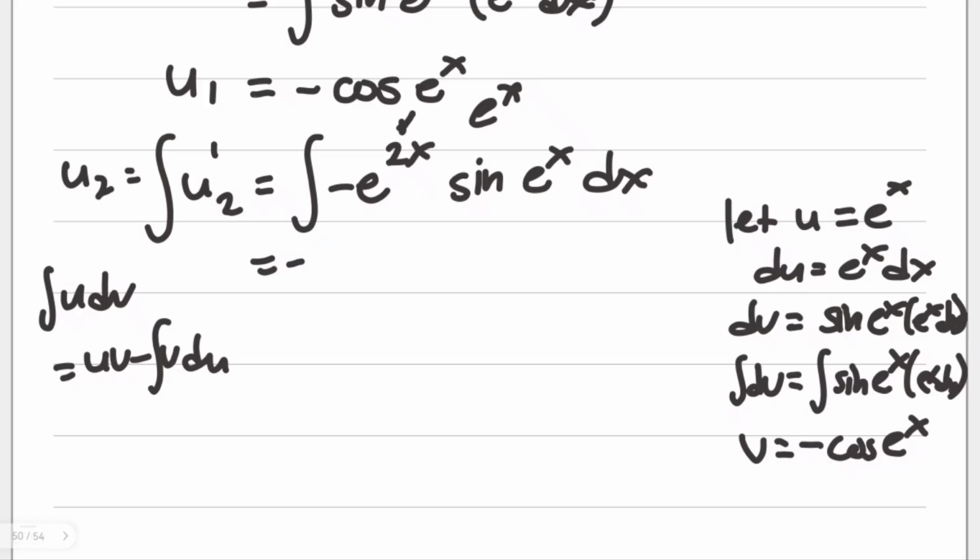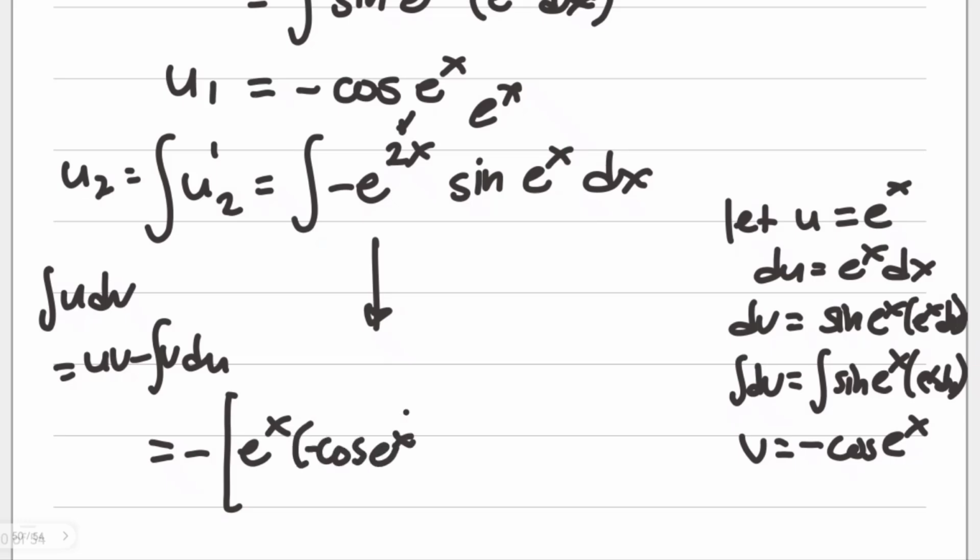Okay, please bear with me. You will have here the negative. Again, we're taking out the negative first here, please don't forget that. It's no longer an integral: the negative of uv, where u is e to the power of x and v is negative cosine e to the power of x, minus the integral of v, negative cosine e to the power of x, du. This is our du: e to the power of x dx.